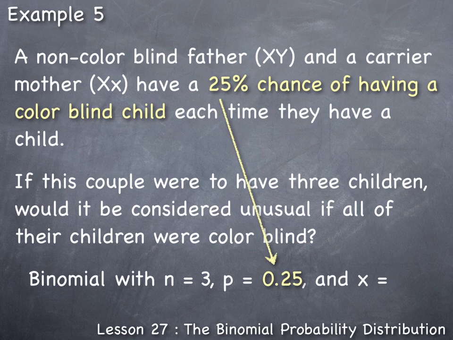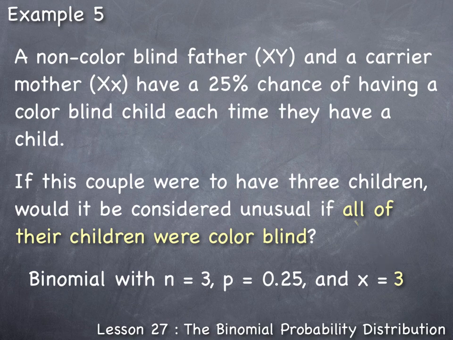And then the value of x, the random variable, is based on the question. And the question was, would it be considered unusual if all of their children were colorblind? So the value of the random variable that corresponds to all 3 of their children being colorblind would be x equals 3. So the only way for them to have all of their children colorblind was if x equals 3, the total number of children that they have.